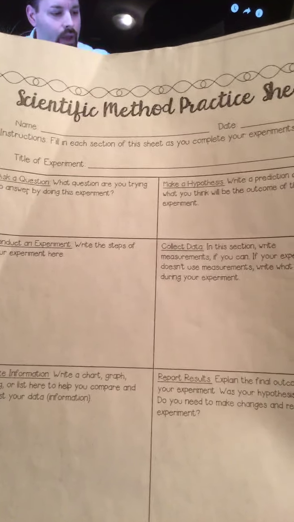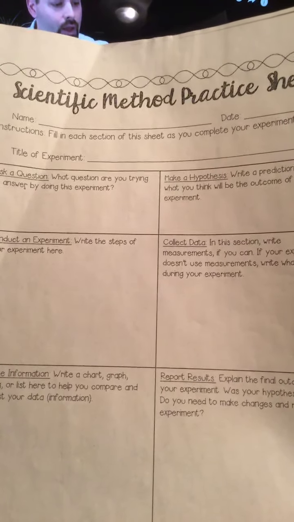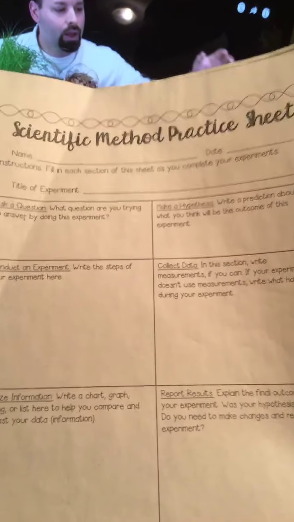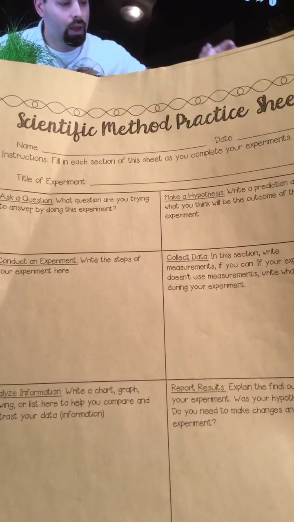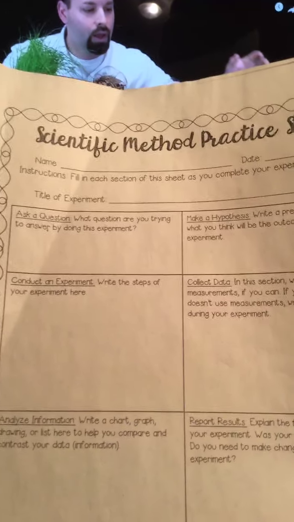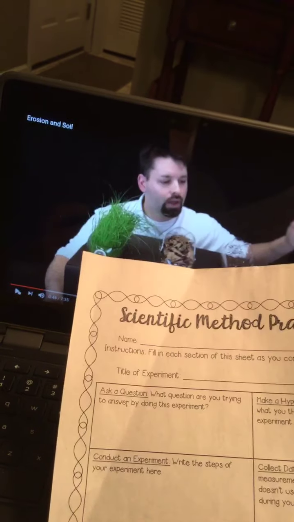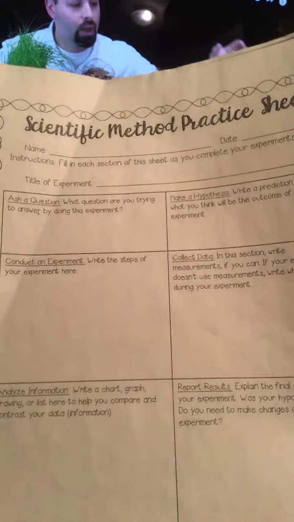It's due Friday. So that means you have today and the rest of the week to get it done. And what I'd like you to do is to type your name, type the date, type the title of the experiment. If I were you, the title would maybe be the title of the YouTube video, Erosion Soil. That would be a great title.